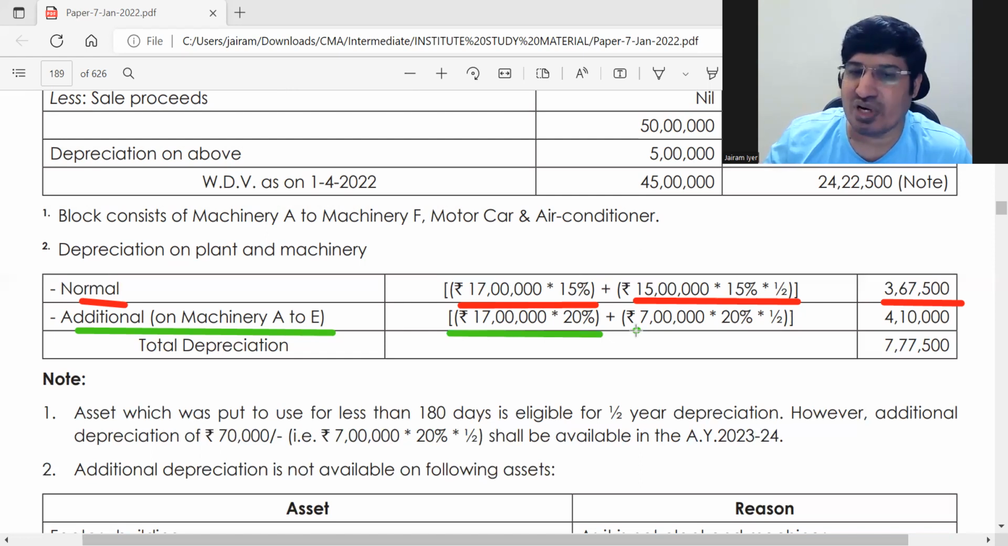नीचे के सारे एसेट छोड़ के जो सिर्फ D and E, those two machinery were 7 lakhs. So into 20% into half. Okay. So this will be basically 10%, that is 70,000. So 70,000 more you will get in the next year. Okay. So if I add this, you will get this. This is how we got depreciation of 777,500.